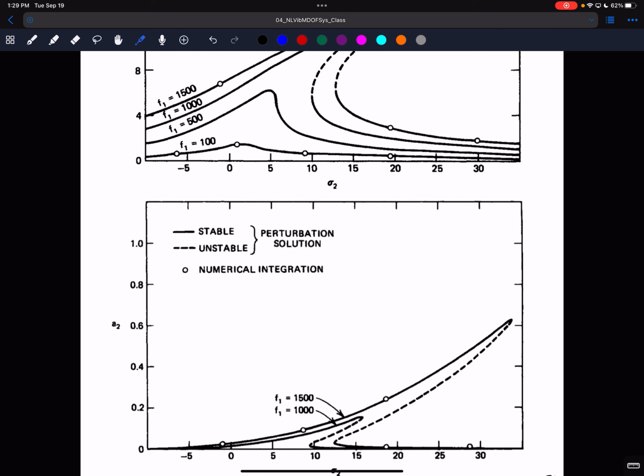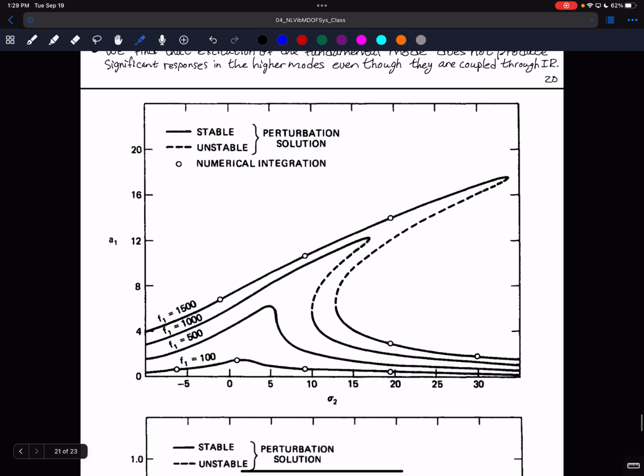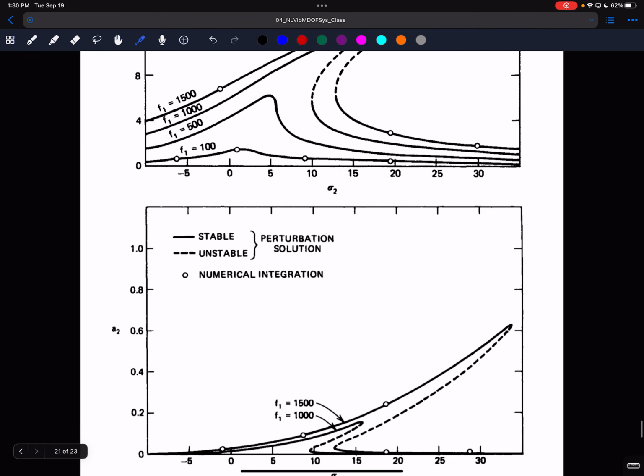One thing to note is that when we're forcing at the first mode directly here, its amplitude is very large, as you would expect, but the amplitude of the second mode is actually relatively small, even though there is an internal resonance here. And so what this tells us is that when you excite the fundamental mode for weak nonlinearity, you will not end up producing strong responses in the higher modes, even though they can be coupled through these internal resonances. All right.